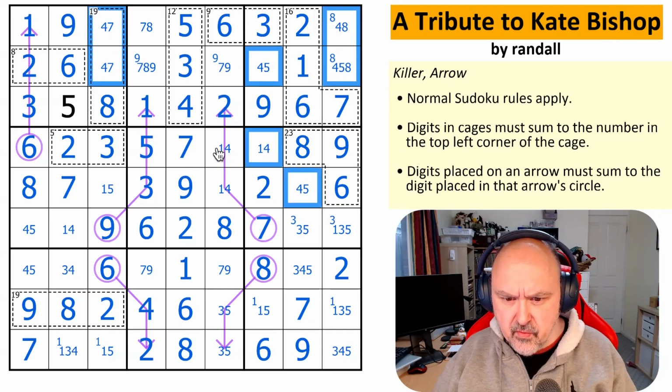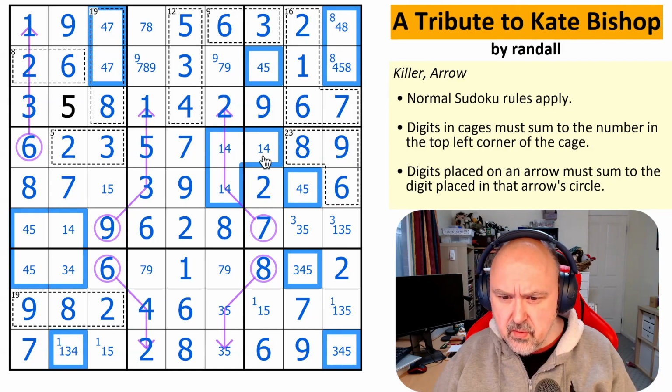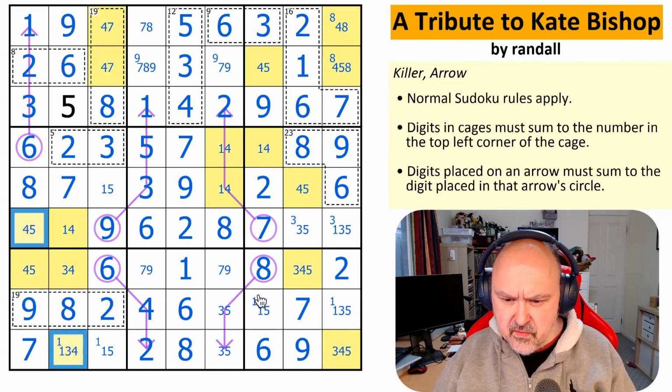Four, four, four, four, four, four, four. If that's a 4, that's a 4. Hang on, if that's a 4, that's a 4, that's a 4, that's a 4. If that's a 4, that's a 4.